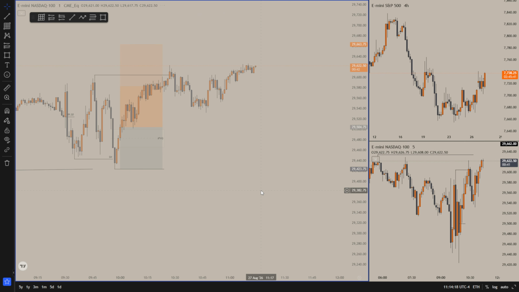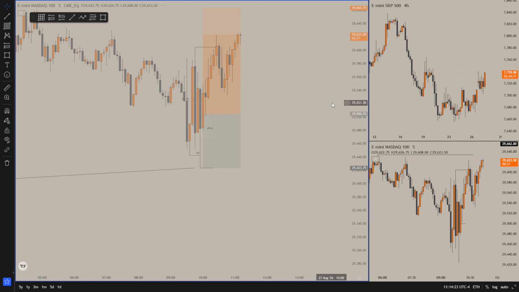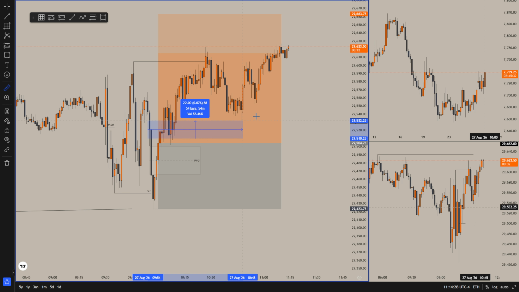I mean, just look at the 5 minutes. This is just terrible. I mean, damn. Lucky I even got this trade. I mean, this trade is pretty fine, but it's just so choppy.